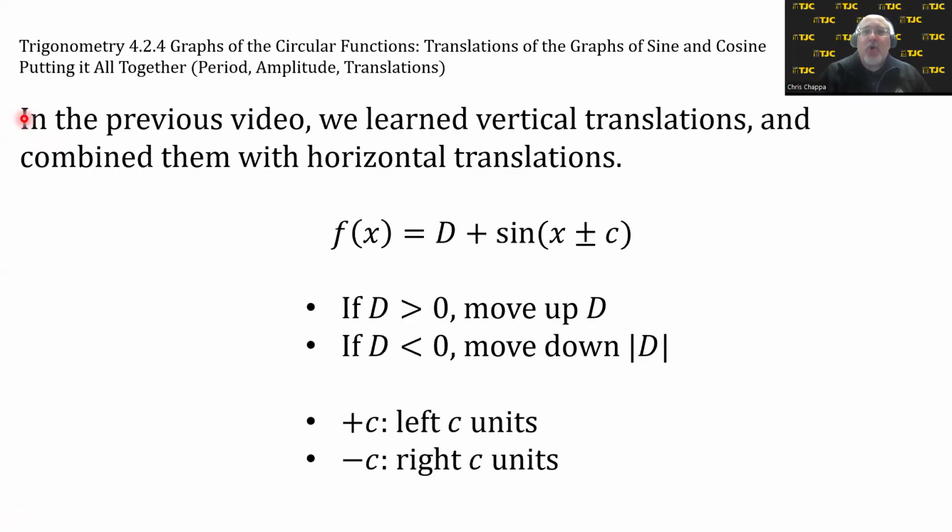In the previous video, we learned vertical translations and combined them with horizontal translations. f(x) = d + sin(x ± c) gives us: if d is greater than 0, the graph moves up d. If d is less than 0, the graph moves down the absolute value of d. If it is plus c in the parentheses, the graph moves to the left c units. And if it's minus c in the parentheses, it moves to the right c units.